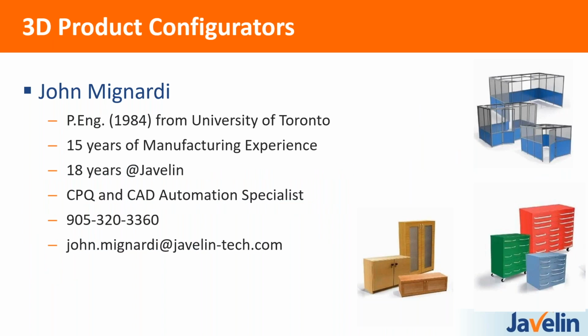So in terms of introductions, my name is John McNarty. I've been with Javelin for almost 18 years. Before that, I spent 15 years in manufacturing. My current role is the CPQ and CAD automation specialist. We'll talk a little bit about what that means in a little while. Those are my contact details if you want to get a hold of me after the presentation. So I've got some good experience and have connected with over 600 companies over the past 18 years at Javelin, helping them out with SolidWorks and now CPQ technology.